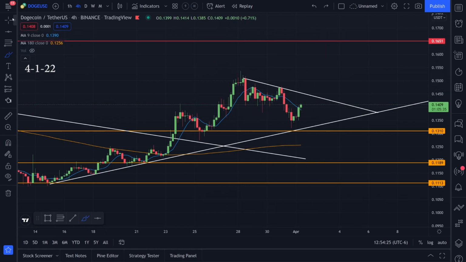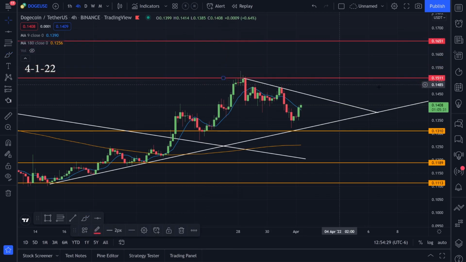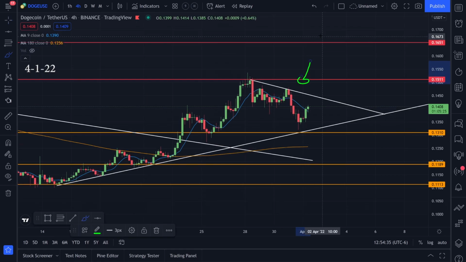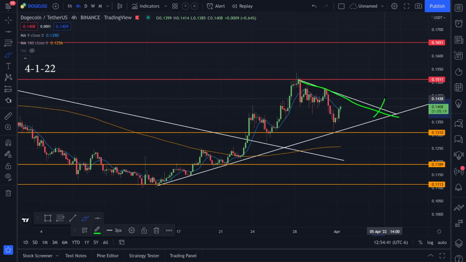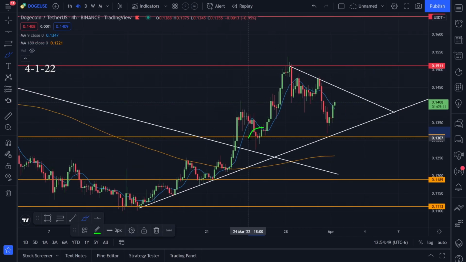This top is sitting at around, let's go ahead and do another copy and paste of this red line, and I want to see us break .151 if we're going to come up and go higher to .165. First step is breaking this downtrend going to the upside. Second step is breaking this previous top right here at .151. And until then, I'm still looking at this spot right here at .131.